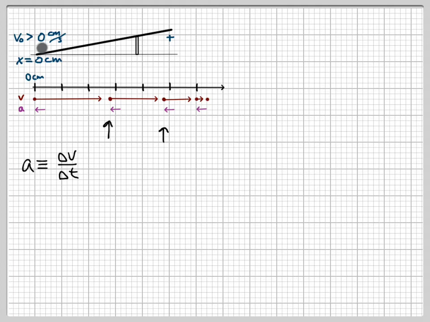And let's use some hypothetical numbers. It's slowing down, so let's say this one is 9 centimeters per second. Let's say this one is, and I'm just making numbers up here, 3 centimeters per second.